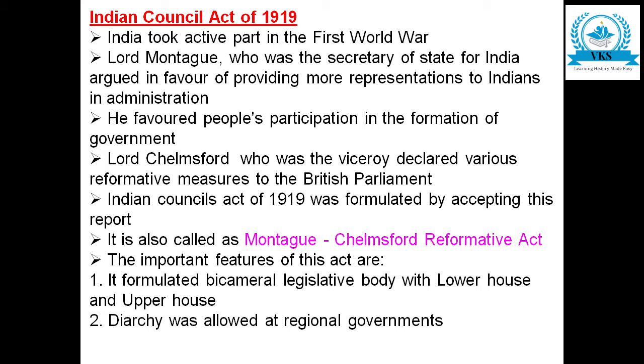Now let us see the important features of this act. It formulated a bicameral legislative body with a lower house and an upper house. So this Montagu-Chelmsford Reformative Act, or Indian Council Act of 1919, formulated a bicameral legislative body, that is, a legislative body with two chambers, the upper house and the lower house. Diarchy was allowed at regional governments, that is, government by two authorities.